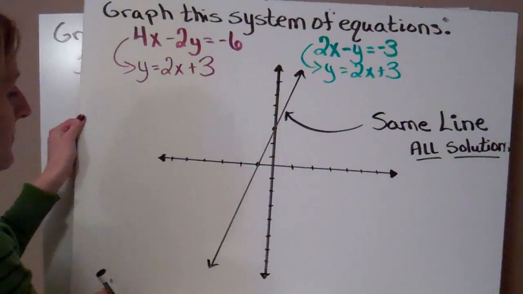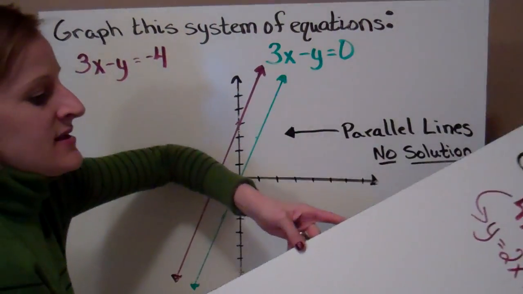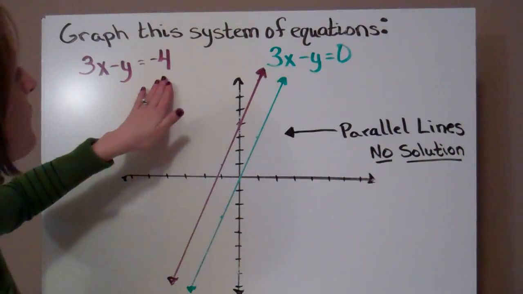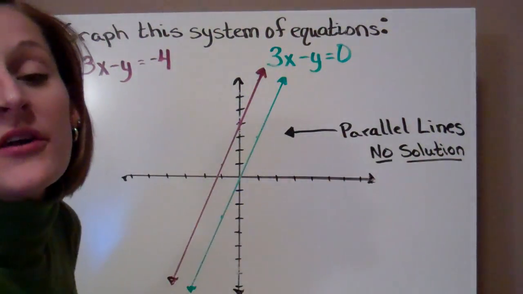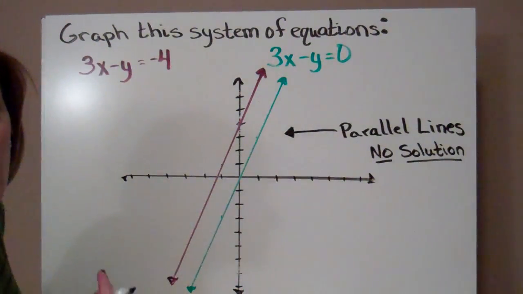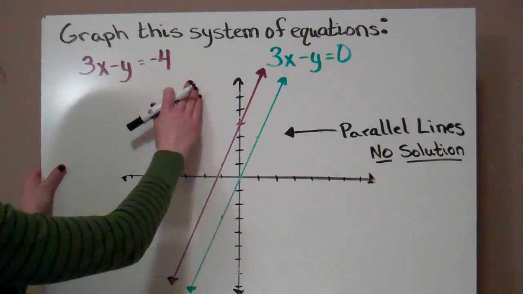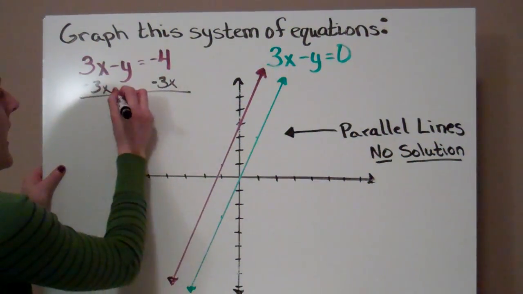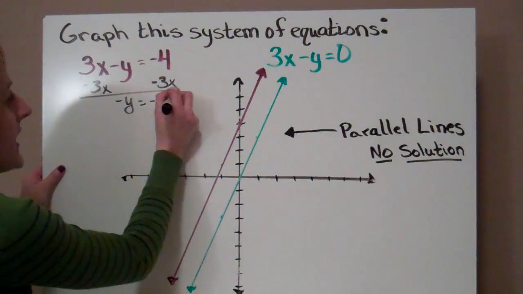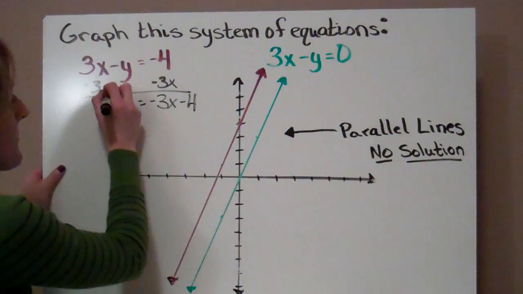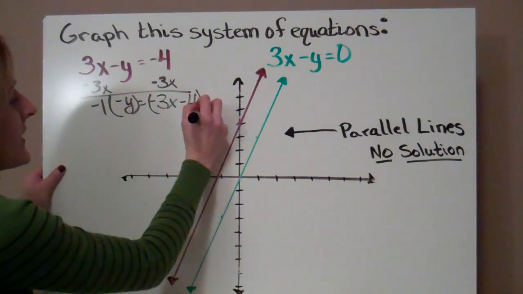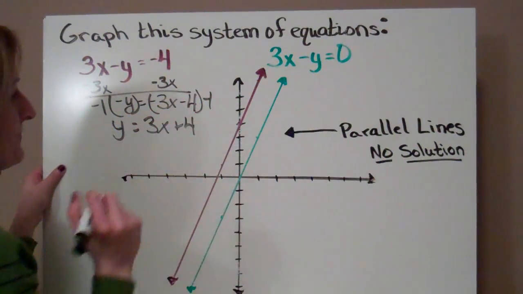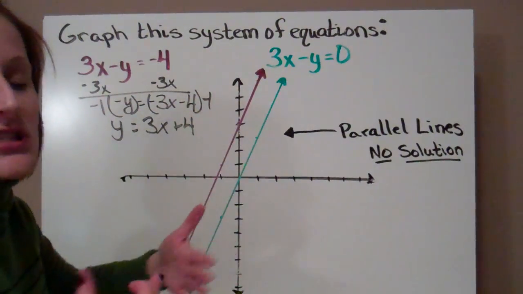Now, what if you have something like 3x minus y equals negative 4, and 3x minus y equals 0? Let's first put them in slope-intercept form so we can compare them. This one, I'm going to subtract 3x from both sides. I have negative y equals negative 3x minus 4. Then I'm going to multiply each side by negative 1 to get rid of that negative. And I get y equals 3x plus 4, which is the equation in slope-intercept form.